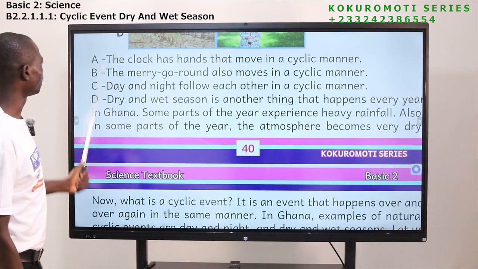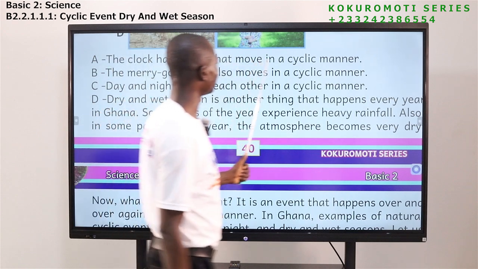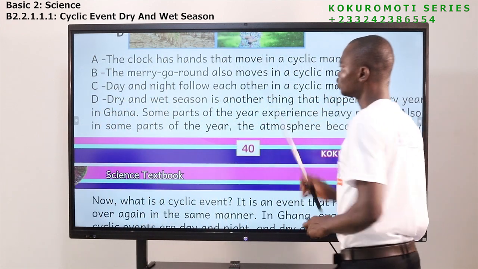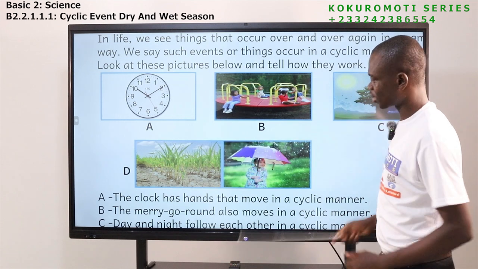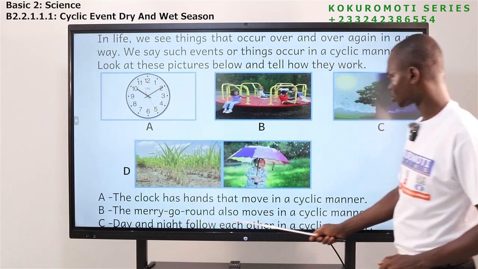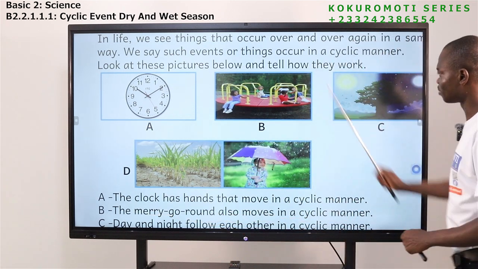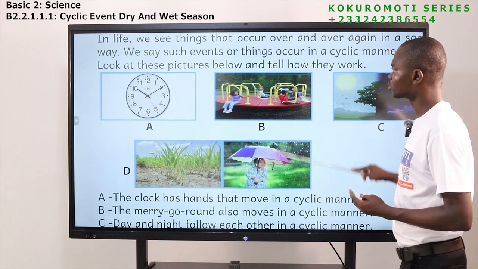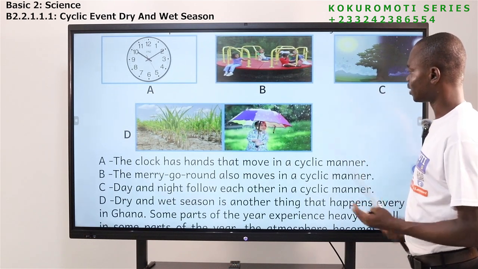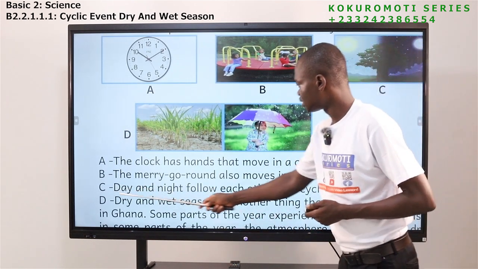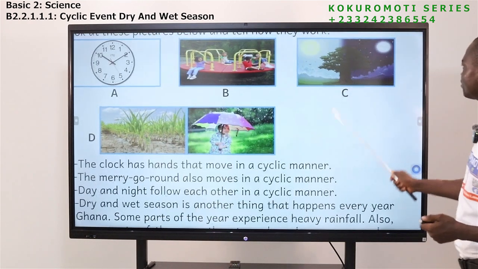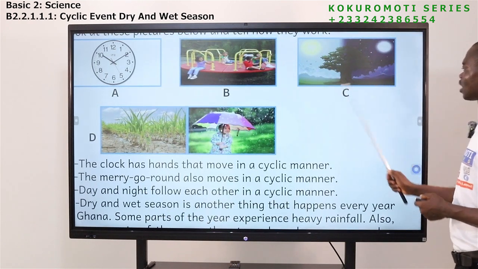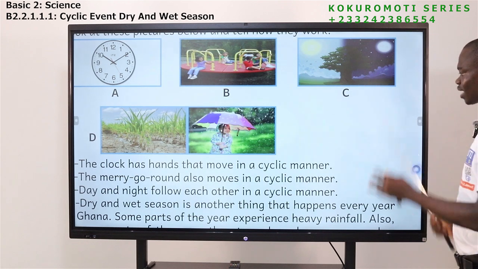So A, the clock has hands that move in a cyclic manner. I have shown you the clock, and the hand moves in what? Cyclic manner. B, the merry-go-round also moves in a cyclic manner. This is the merry-go-round, and the way it moves, it goes round in what? In a cyclic manner. C, day and night follow each other in a cyclic manner. So you see day, you see night, so they follow each other like that.